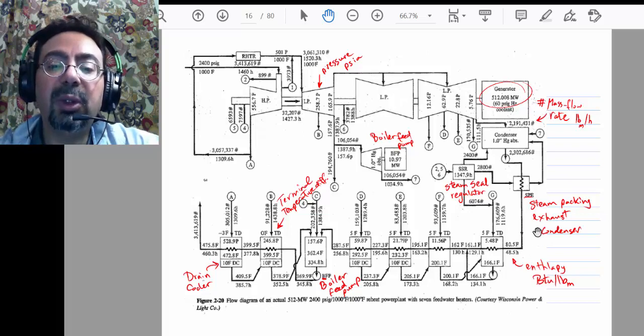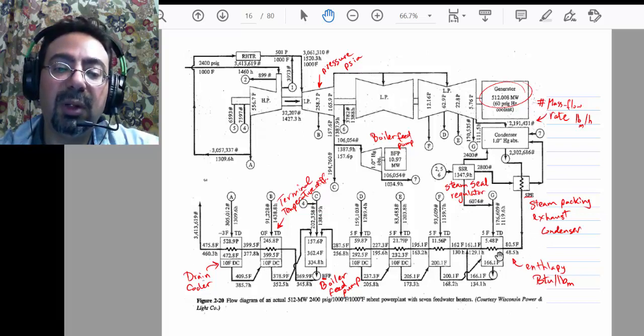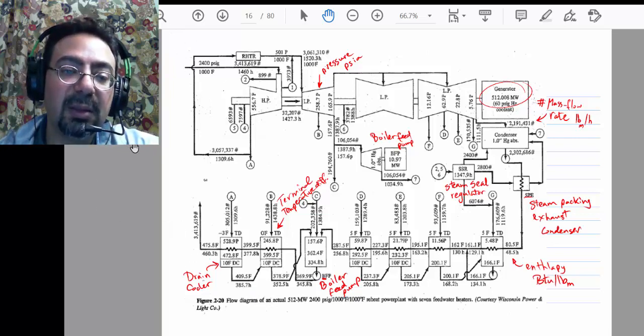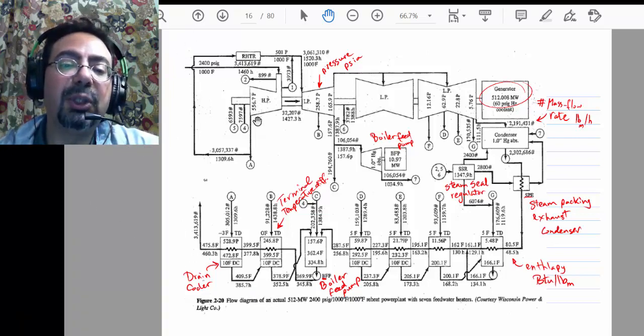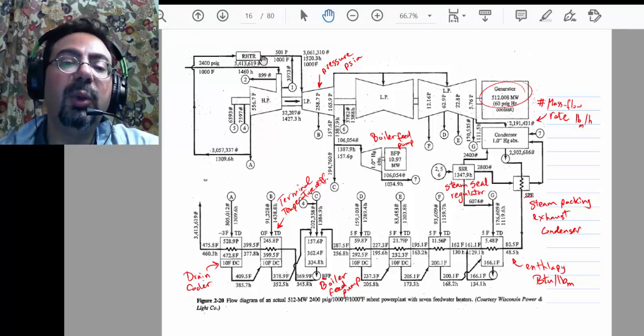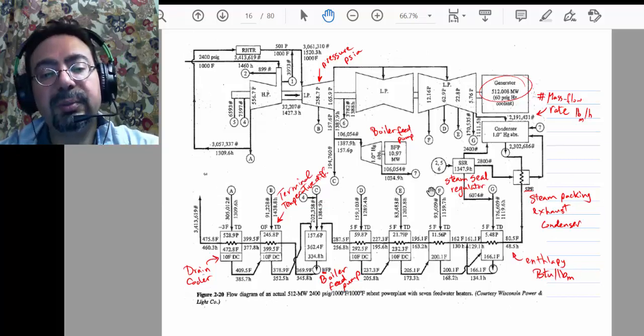Okay, and we talked about all those feed water heaters before, and we said why we have so many of them, so that we can help the liquid water get heated before it goes to the boiler. The boiler will be in this place, right? You see how the exhaust from the high pressure turbine, rather than going directly to the intermediate pressure turbine, goes for reheat in the boiler. Again, this place would be the boiler, and then it comes back into the intermediate pressure turbine.